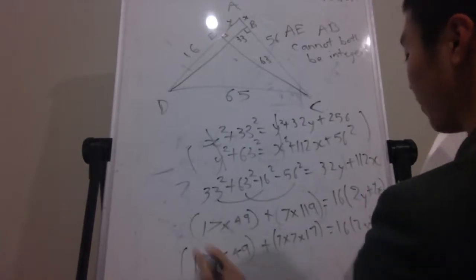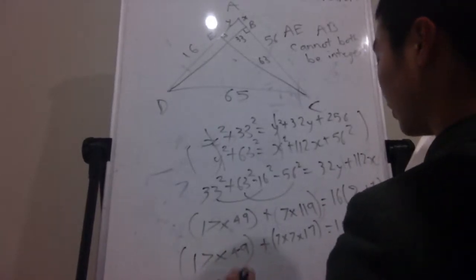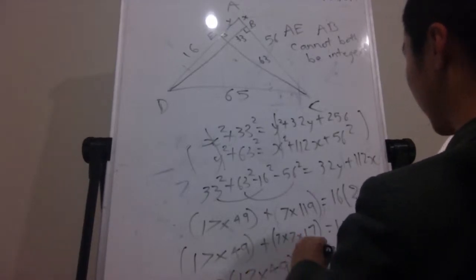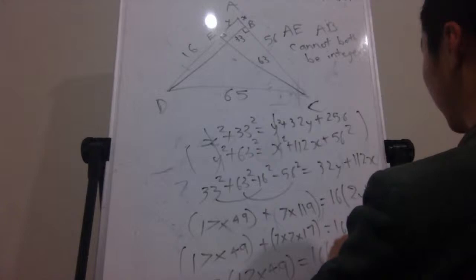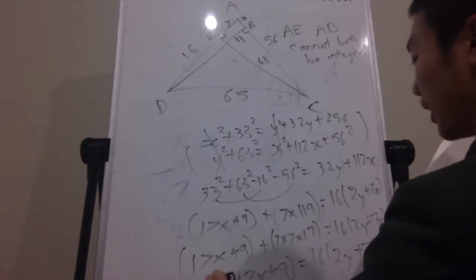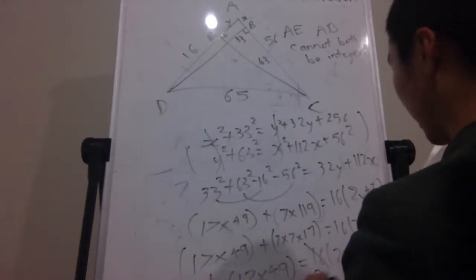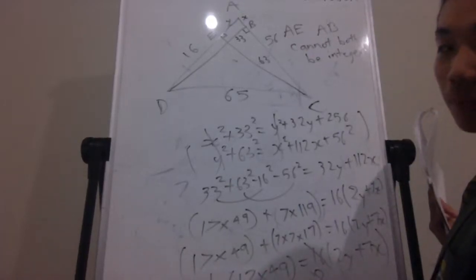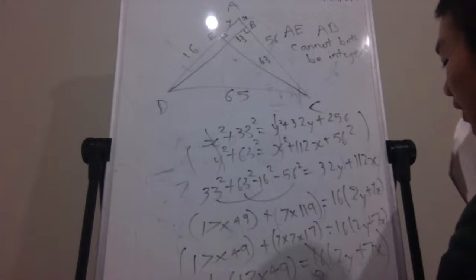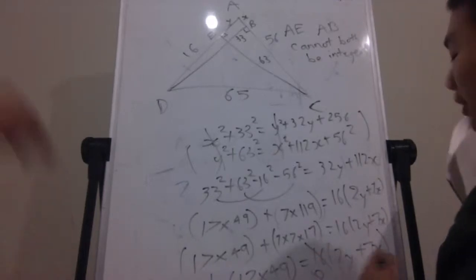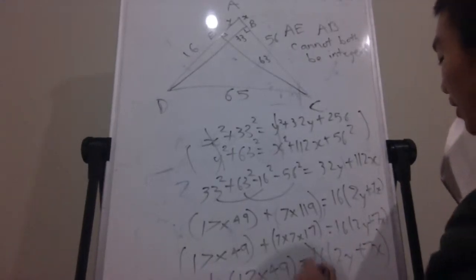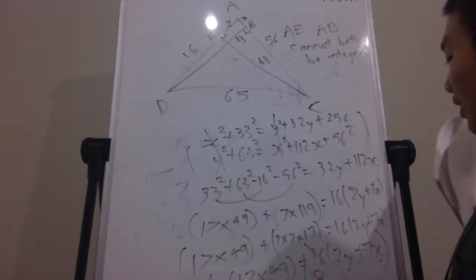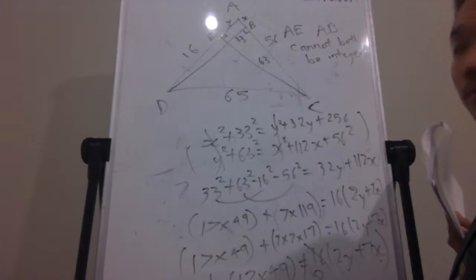So you don't have to actually work out all of the seven squares. 17 times 49 is 16 times 2y plus 7x. So now we can cancel this 8 to an 8. And we can see that this 17 times 49 is obviously going to be odd, since 8 times whatever is definitely going to be even. Then these cannot be equal if y and x are integers. Yes.